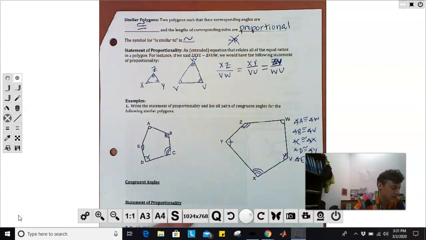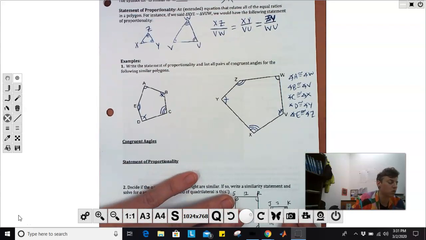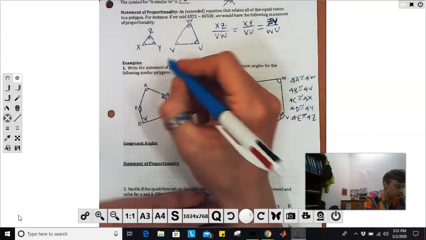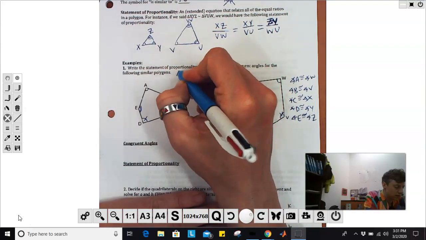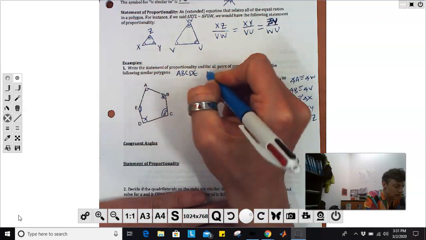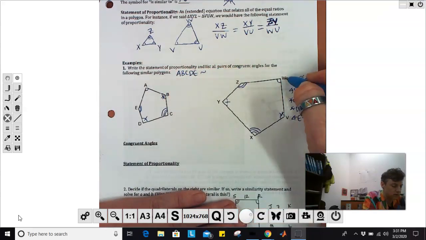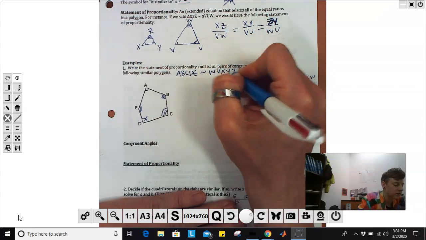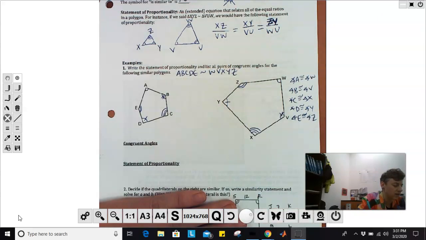Okay, so since these are similar polygons, their angles are all congruent, and their sides are proportional. So we have the shape ABCDE is similar to WVXYZ, and we can write a proportionality statement for all of the corresponding sides.